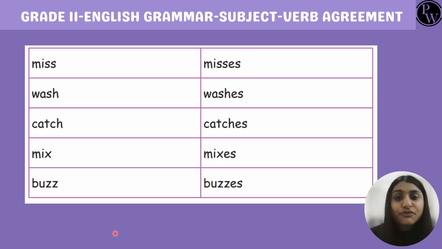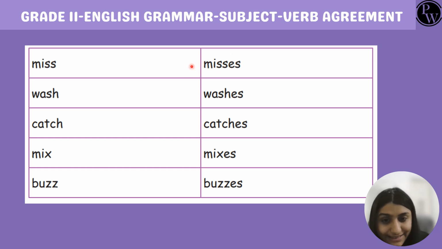Now, if the base form of the verb ends in ss, sh, ch, x, or z, what do we do? We add es to the verb so that it agrees with the singular subject. Okay, let's see. So, miss. Miss ends in ss, right? So we add an es: misses. We add an es so that the verb agrees with the singular subject.